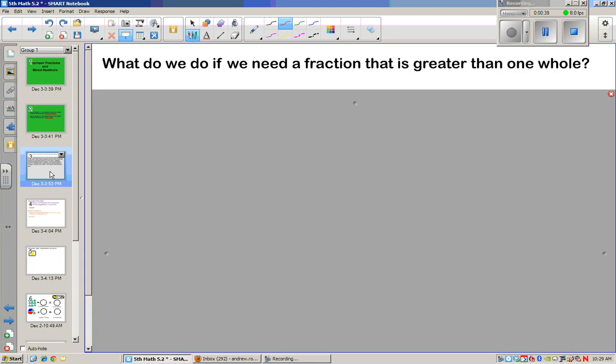Here's a question that we need to answer today. What do we do if we need a fraction that is greater than one whole? Now you may be sitting there saying, Mr. Rockenstein, you just got done telling us that fractions are all about things that are smaller than one whole. And that's true. That's why we have fractions, but sometimes we need those smaller pieces, but with them we're going to make something that is more than one whole. Let me give you an example.